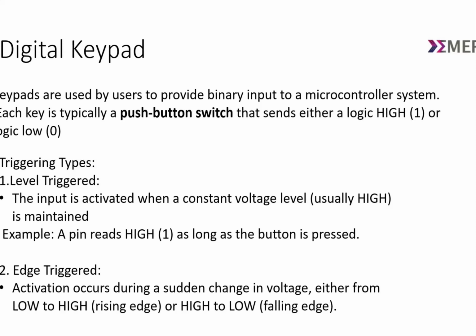The next one is edge triggered. Here activation occurs during a sudden change in voltage, either from low to high or high to low. So it is like a pulse. From high to low it is a falling edge, and from low to high it is a rising edge. So this is edge triggered.